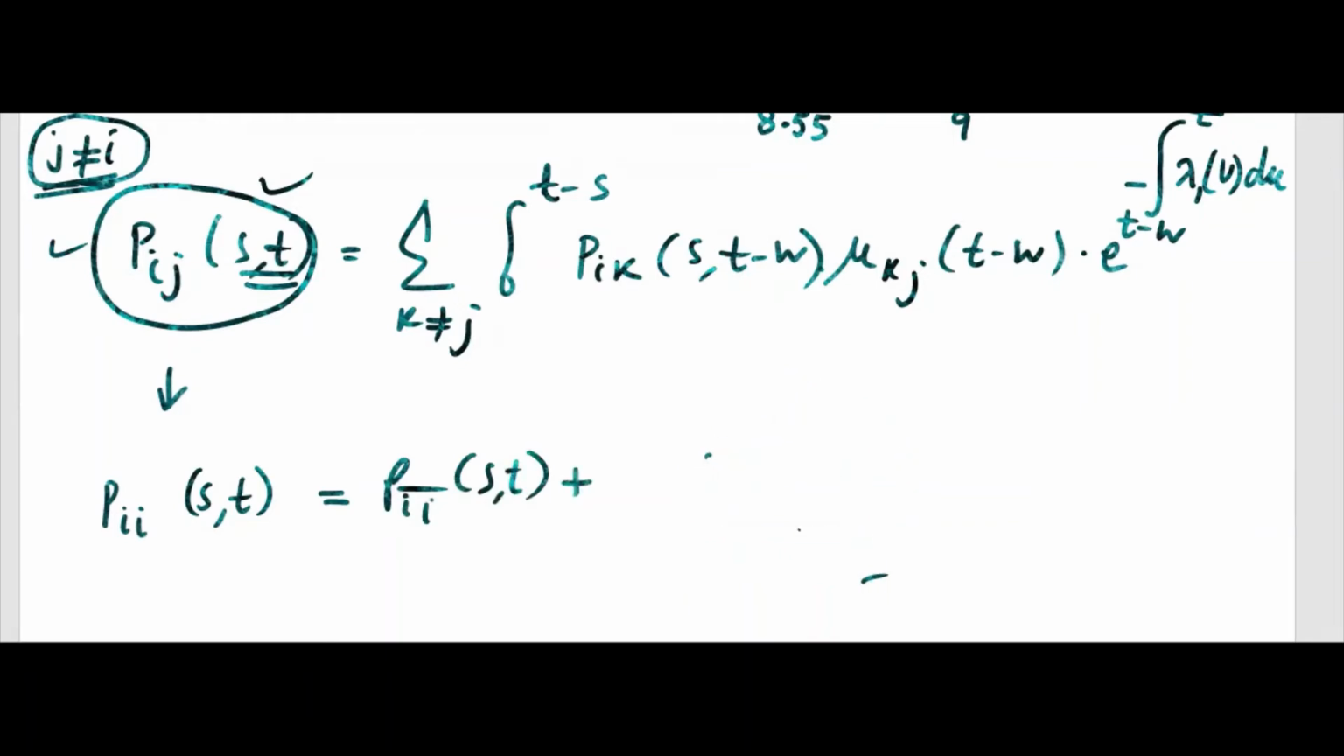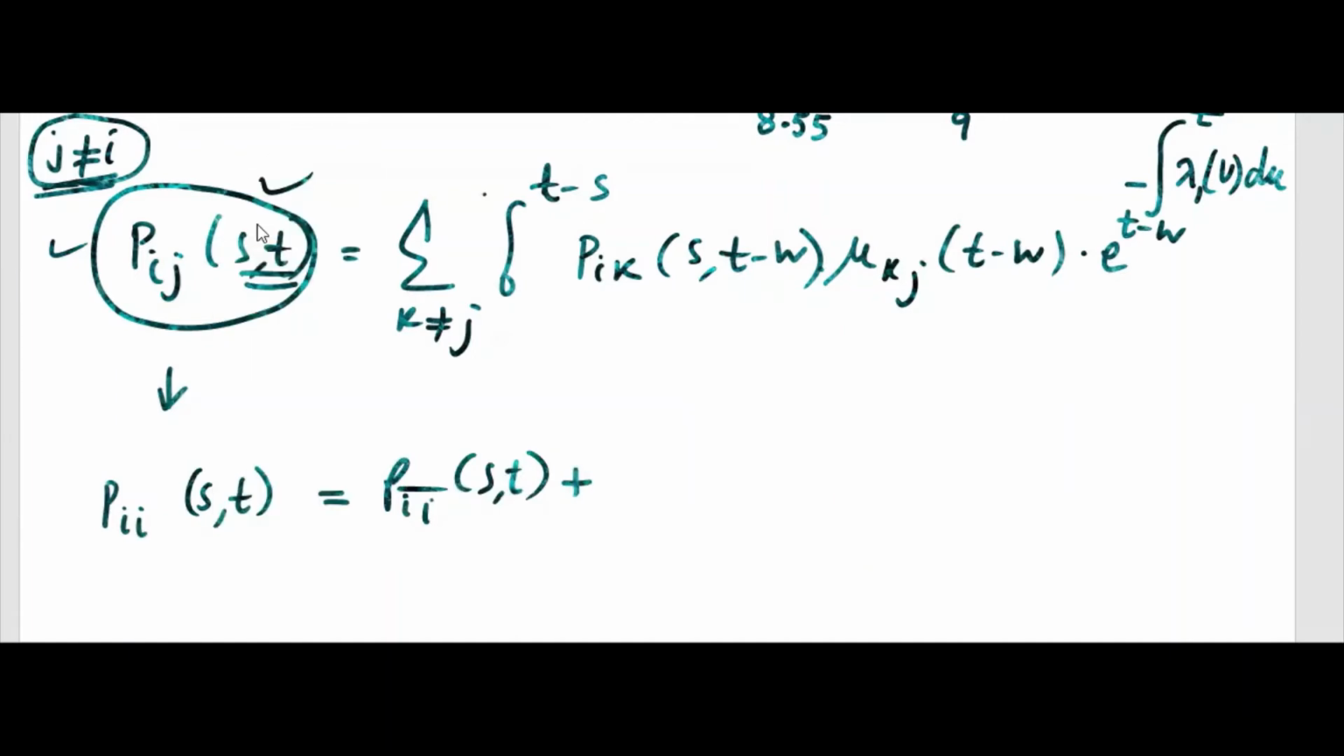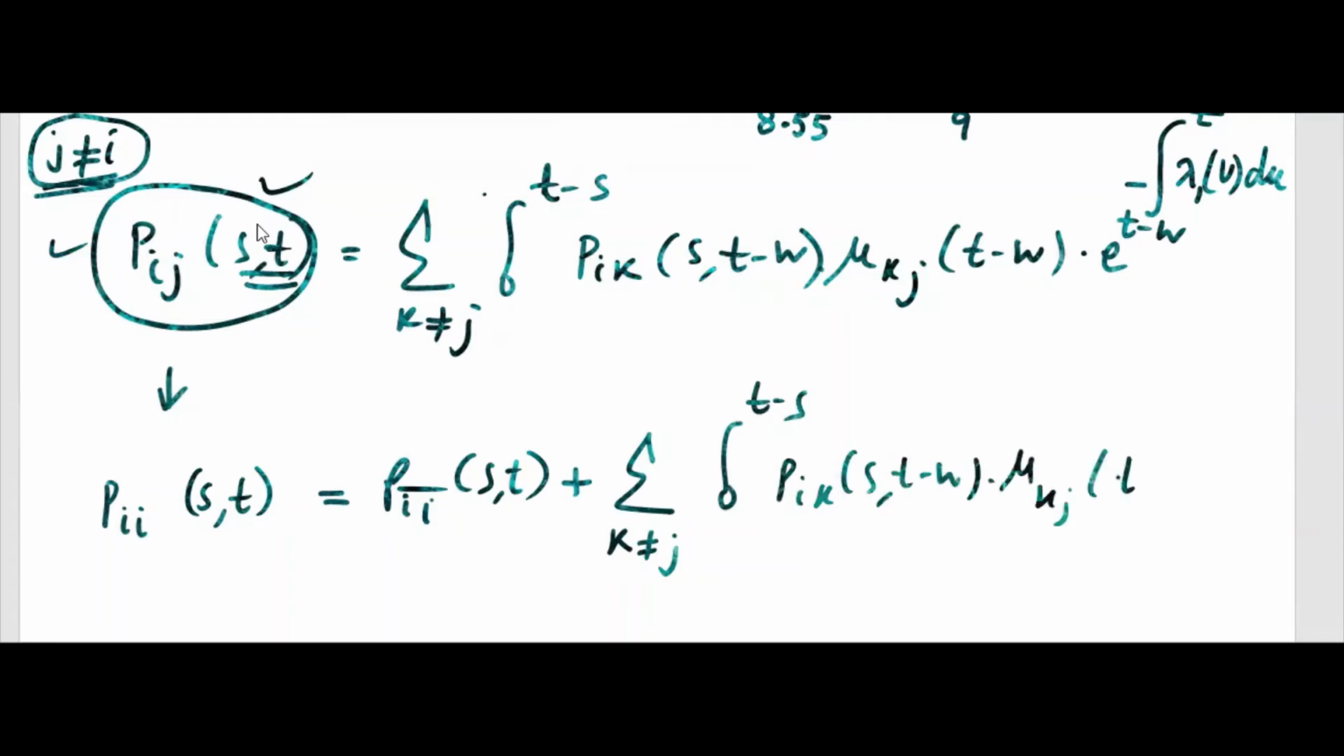here we'll write the other part that will be the same. I just have to repeat whatever I've written. k is not equal to j, then integral 0 to t minus s, P_ik(s, t minus w), then mu_kj(t minus w), then this expression e to the power minus integral t minus w to t of lambda(u) du.